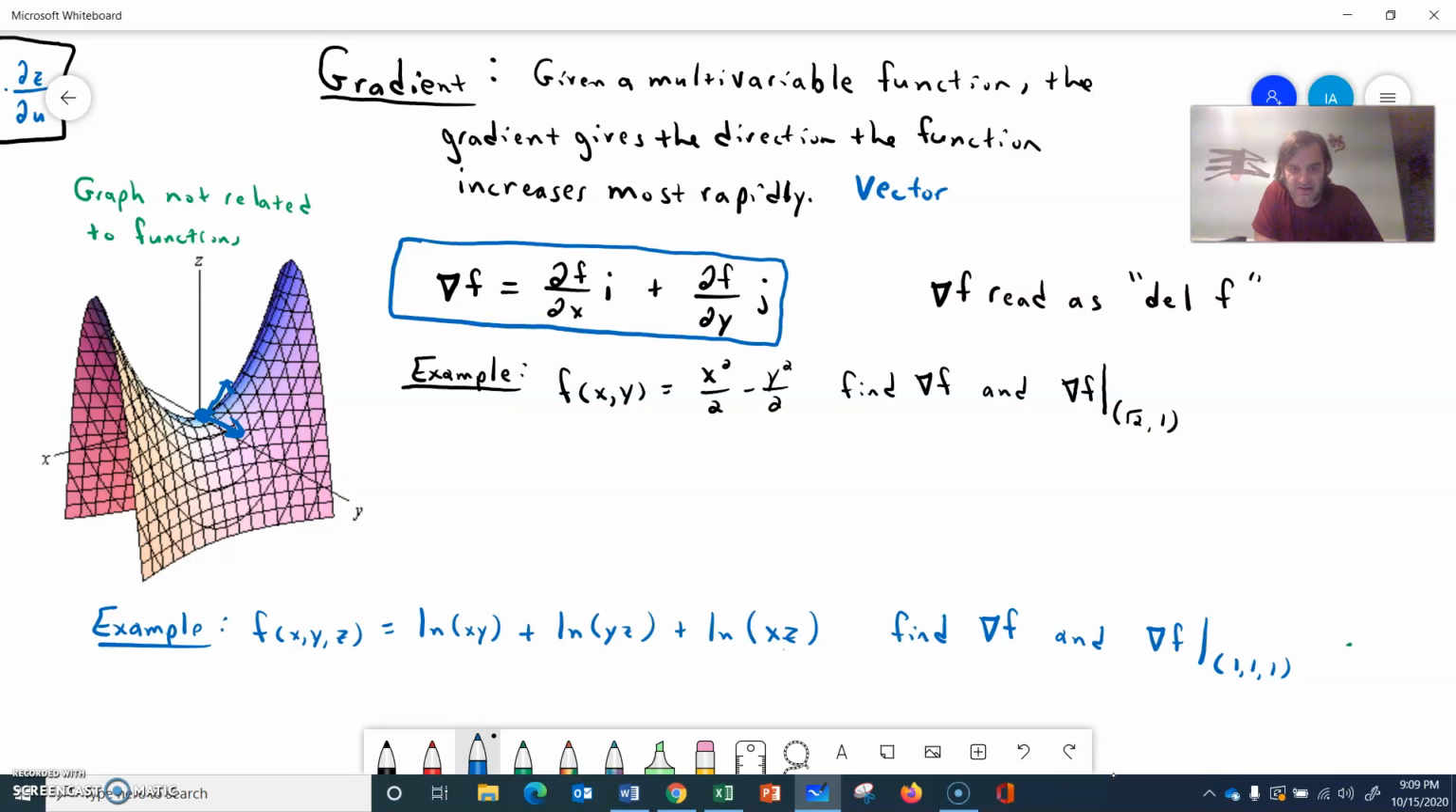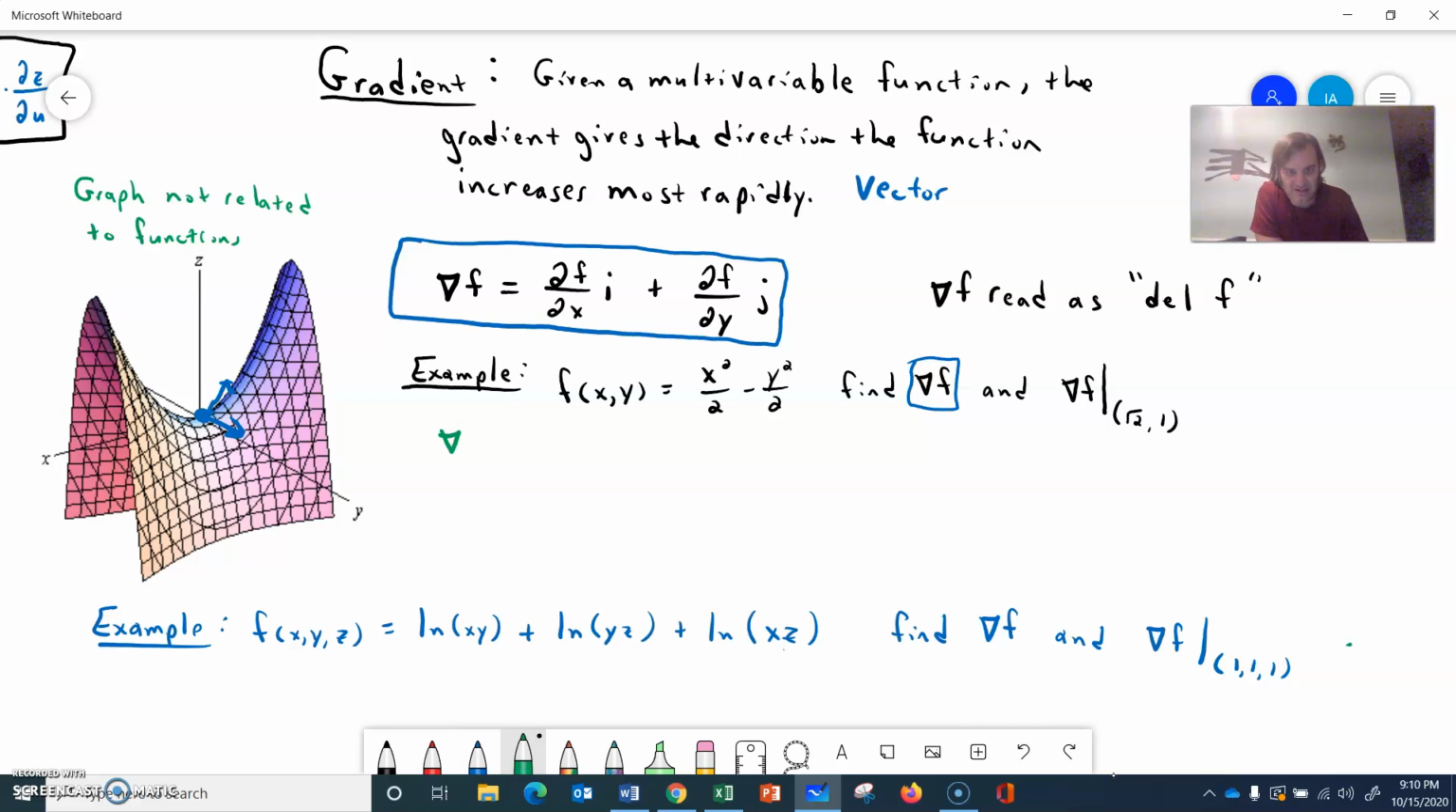You could also have a partial of f with respect to z for the k component if you wanted to do four-dimensional, three input, one output. So that calculates del f, which is also known as the gradient. So an example we have here, f of x, y equals x squared over 2 minus y squared over 2, and we're going to first of all find the gradient. Let's see if we can do that.